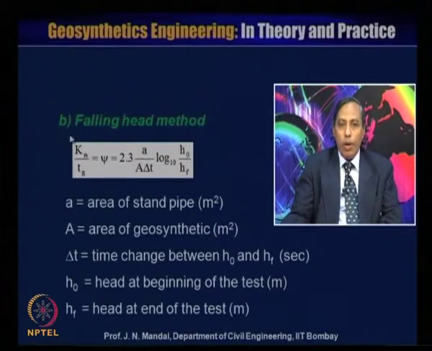Also, by the falling head method, which is also a laboratory test, you can determine permittivity psi, that is Kn by Tg, equal to 2.3 small a divided by capital A into delta T, log 10 H0 by Hf. Small a is the area of the standpipe, capital A is the area of the geotextile, and delta T is the time change between H0 and Hf. This also we have already covered.